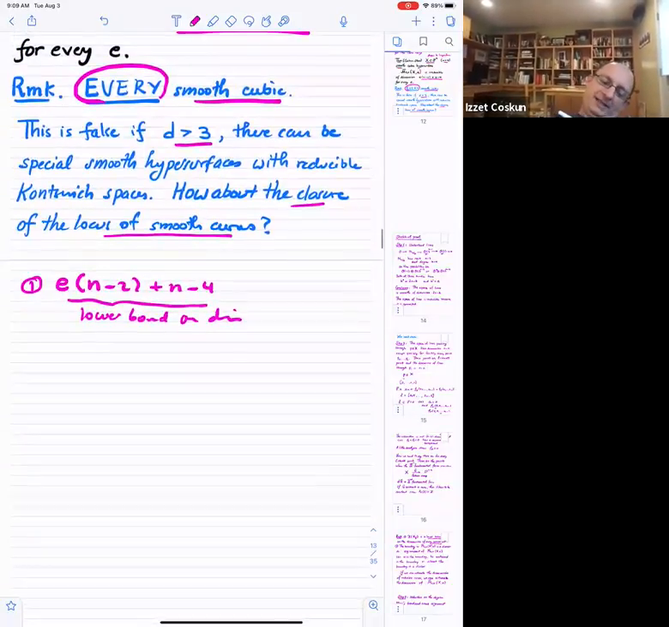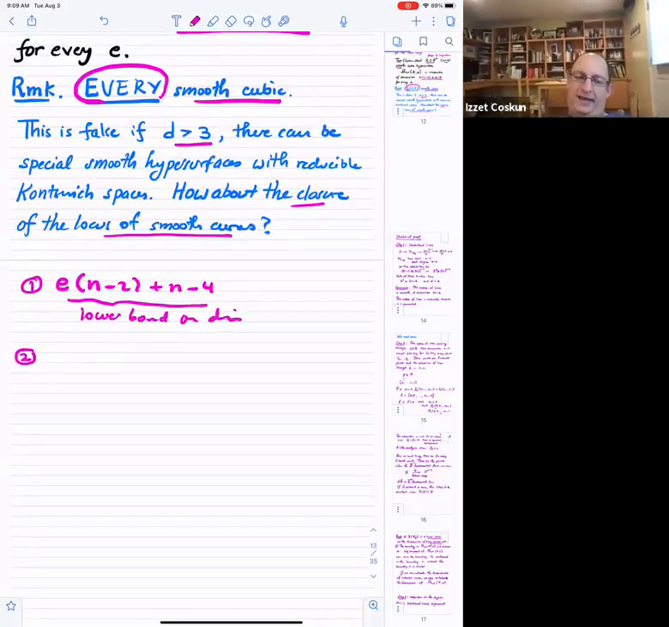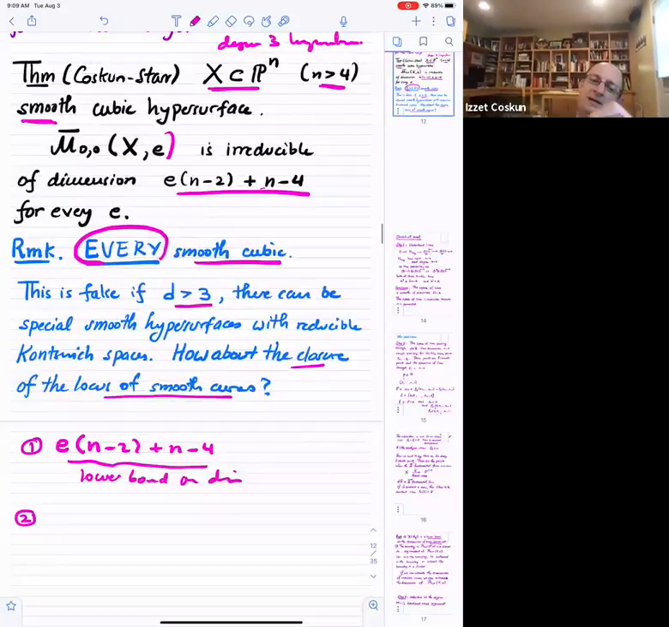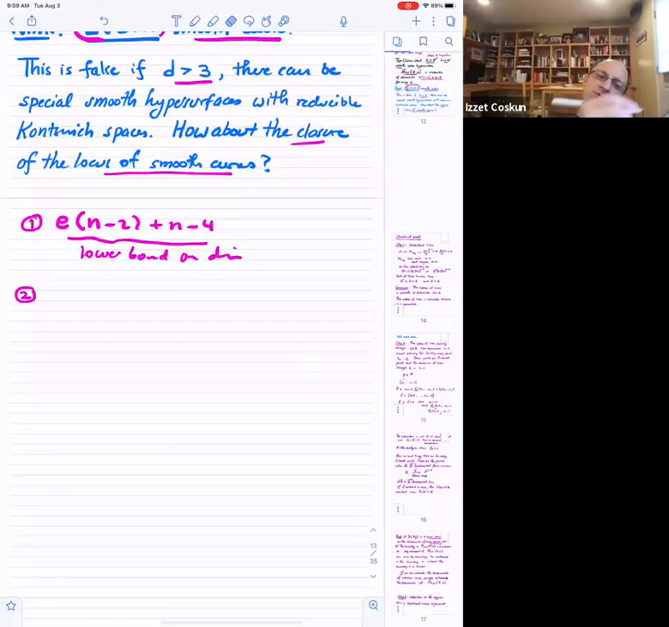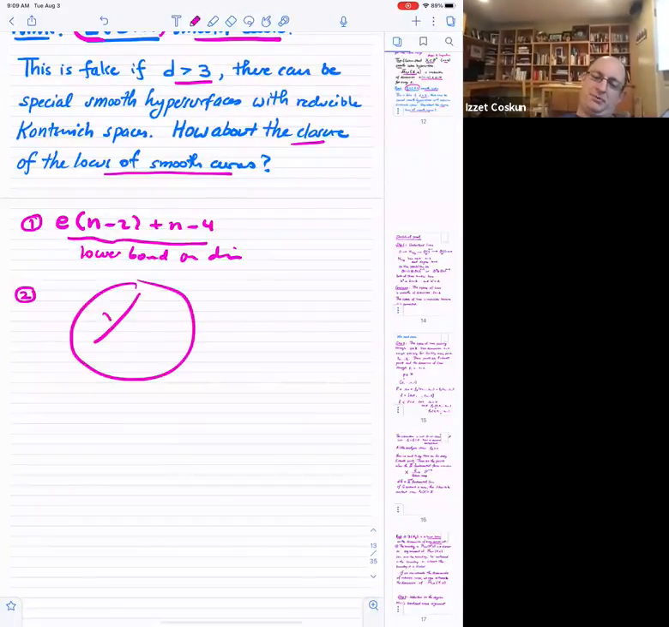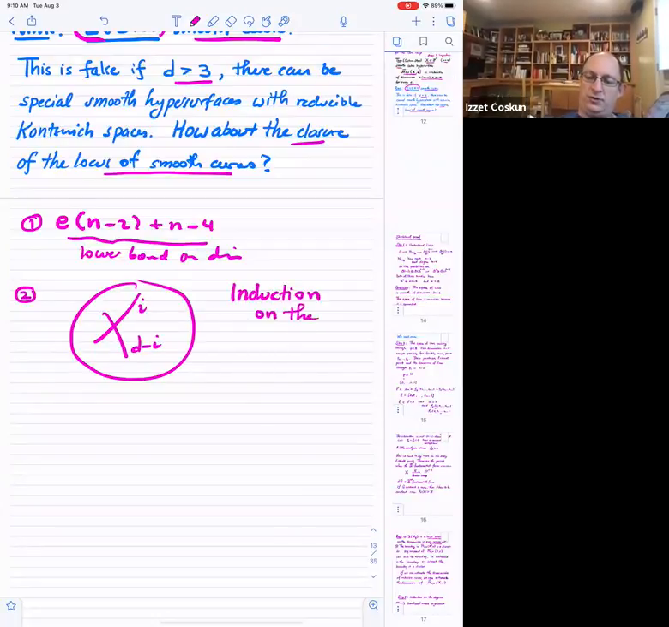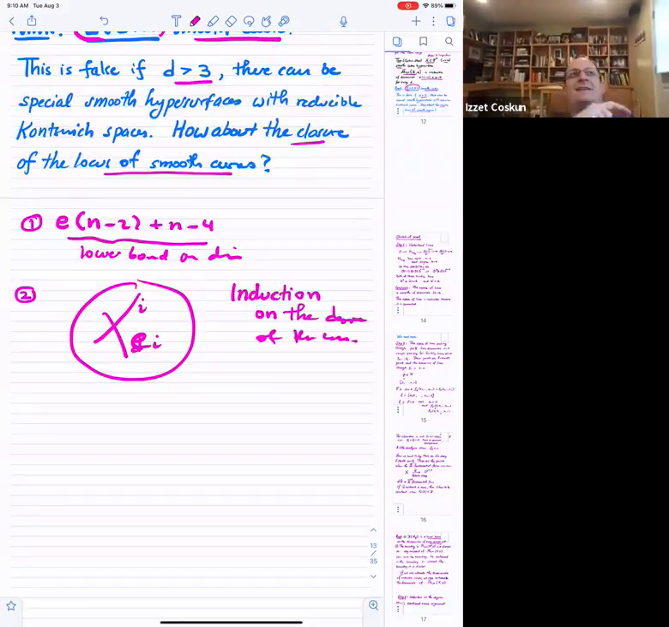The second observation is that we compactified the space, and we know what's on the boundary. On the boundary of the space I have curves that break, so this is degree i and degree d minus i. So the way we are going to do this, we are going to do induction on the degree of the curves. Now, here is the main point.